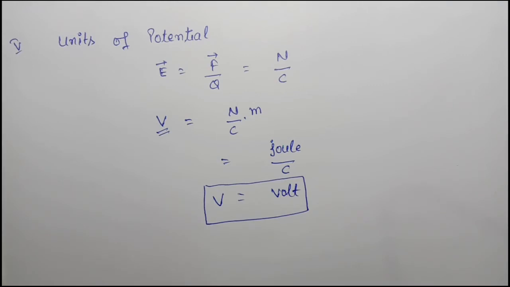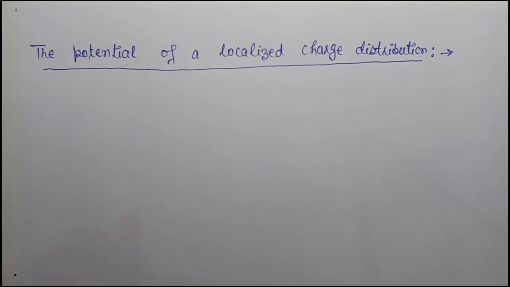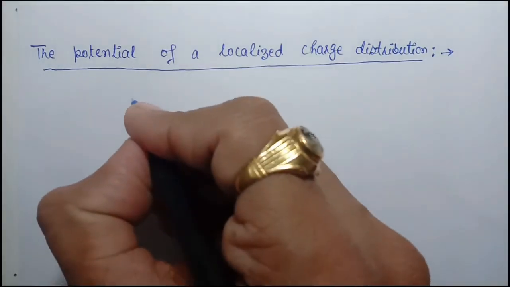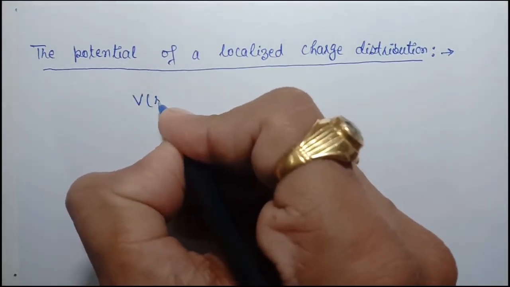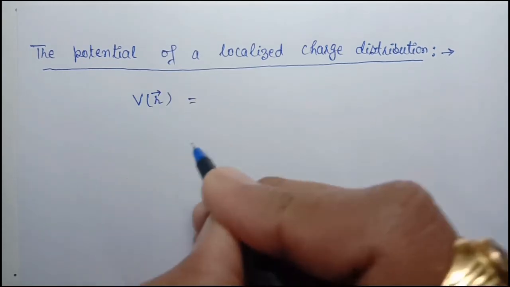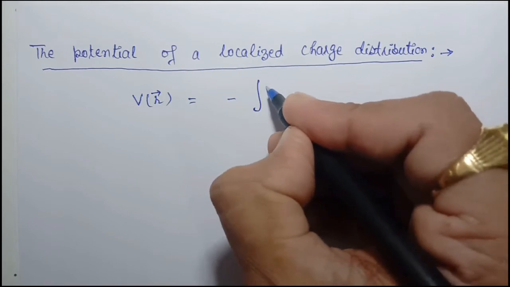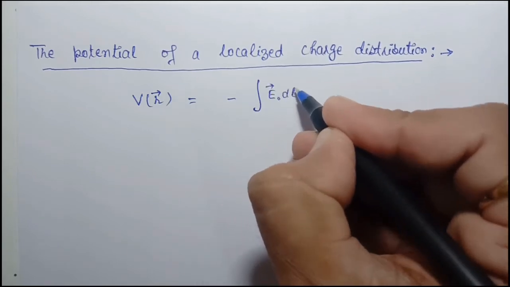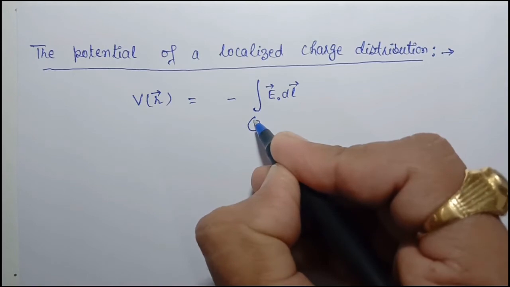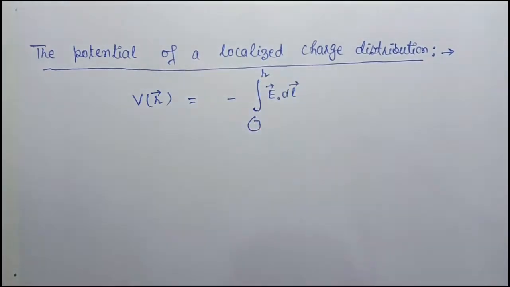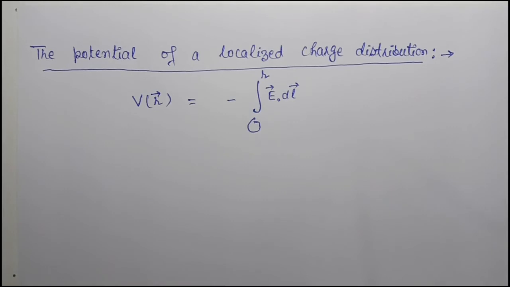So these are some comments on the potential. We'll discuss the potential of localized charge distribution. So as we know, scalar potential or electrostatic potential is equal to minus integral of E dot dl, and the limit varies from O to R. So this is the basic definition of electrostatic potential or scalar potential.